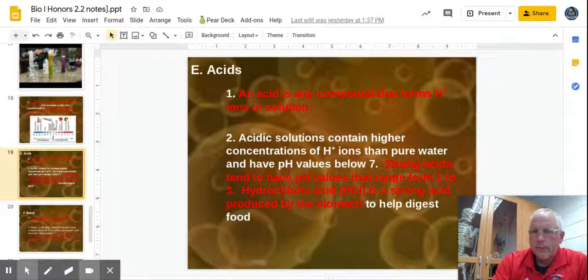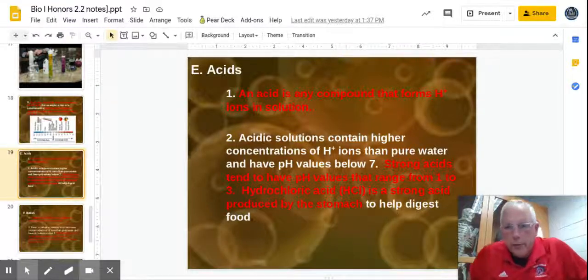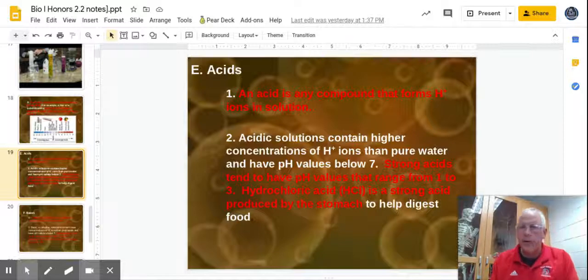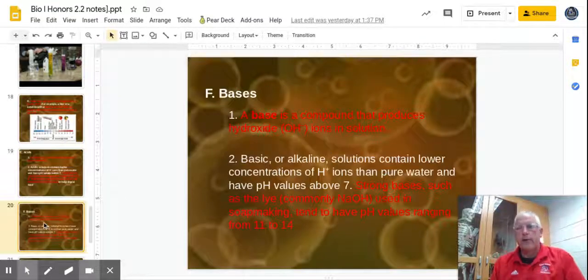So you've got to be really careful with those acids, because a lot of these acids that are 1, 2, 3, they'll burn your skin if you get them on you. Okay, so you have to be super careful with anything that's low. Same thing with bases. Bases are the other direction. Anything above 7 is a base.